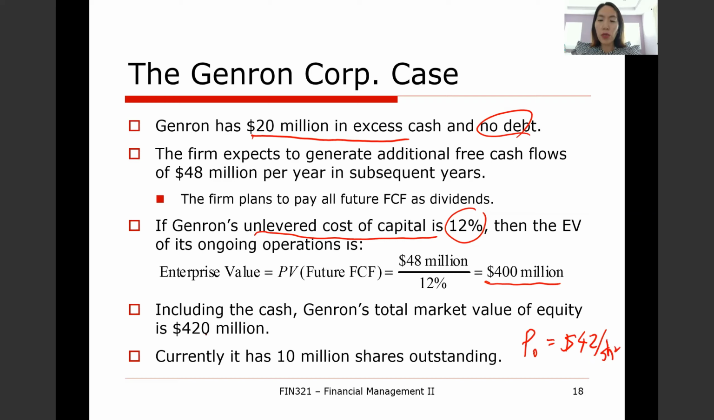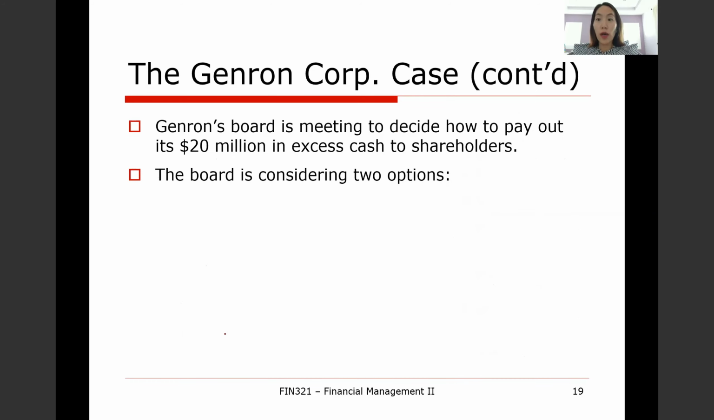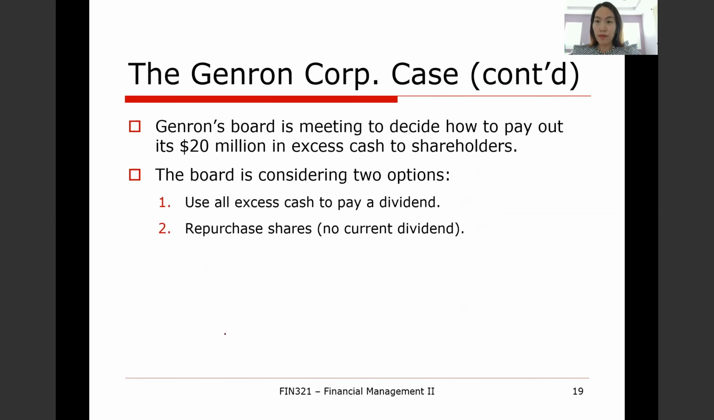The total market value is $420 million, and the firm has 10 million shares outstanding, so the per share stock price right now is $42 per share. So this is the setup. And now the question at hand is whether to pay out the current $20 million excess cash through dividend or repurchase. General's board is meeting to decide how to pay out its $20 million excess cash to shareholders.